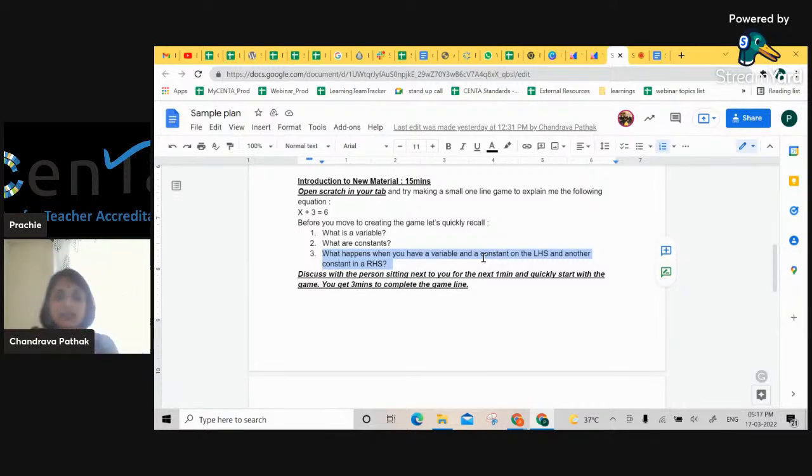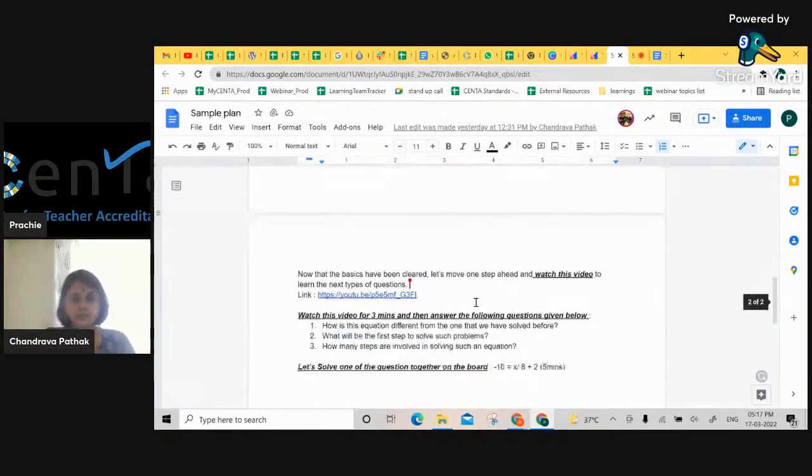Now they can actually move to the Scratch platform, and then they can create the game. Remember, guys, this is one kind of platform that I have used. It's called Scratch. Now, in the second portion, if you move down, Prachi, please scroll down.